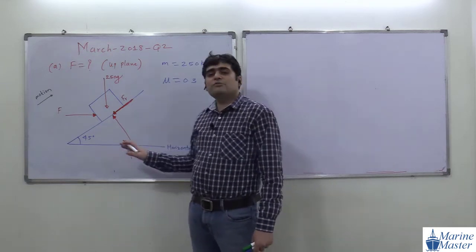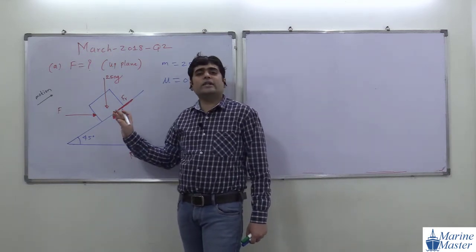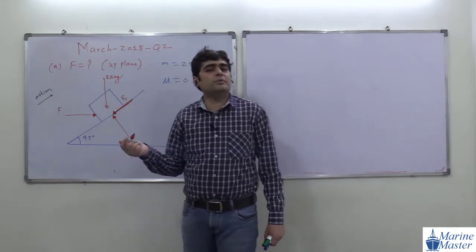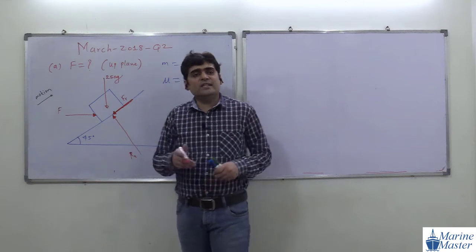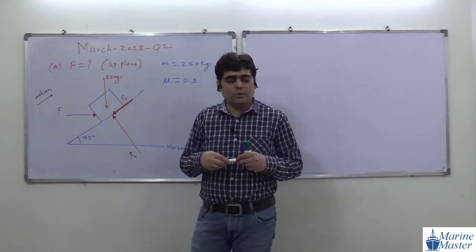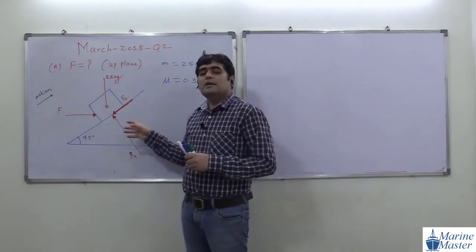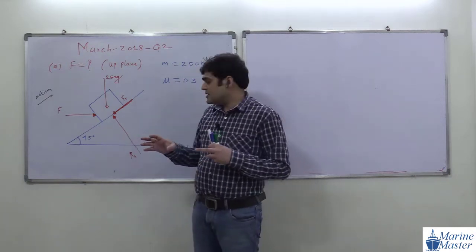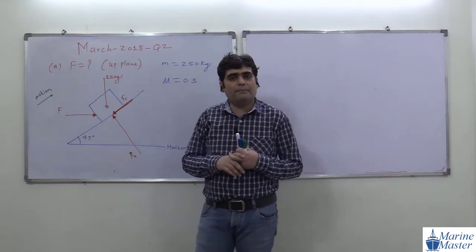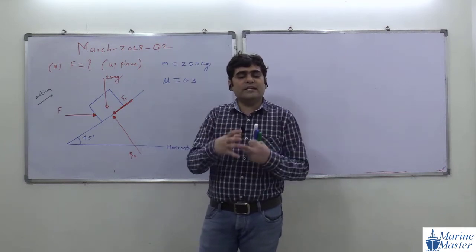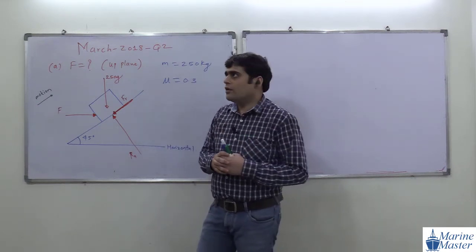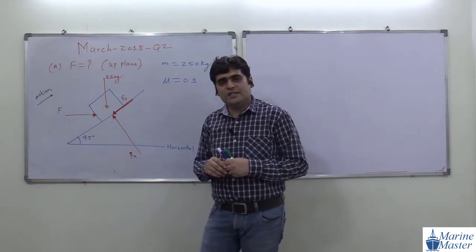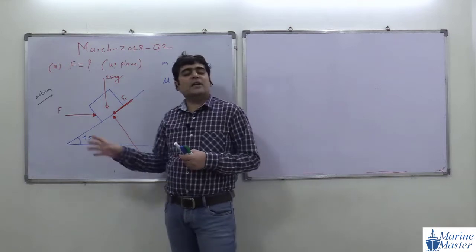And our assumption is what? We are assuming it is concurrent. Why are we assuming it is concurrent? Because we are considering the size of the object to be very, very small. If the size of the object is very, very small, we can consider that system as a concurrent system. Okay, good. Now, basically there are 4 forces.